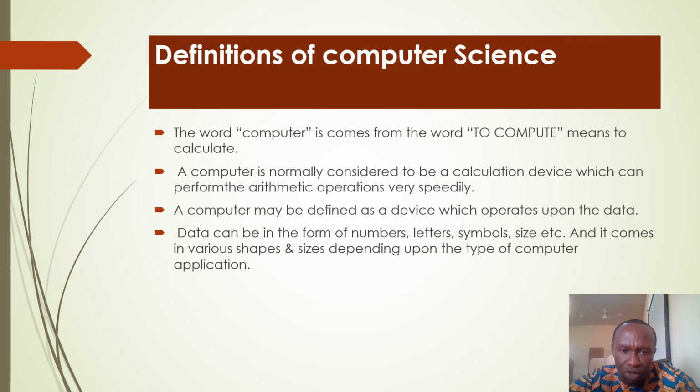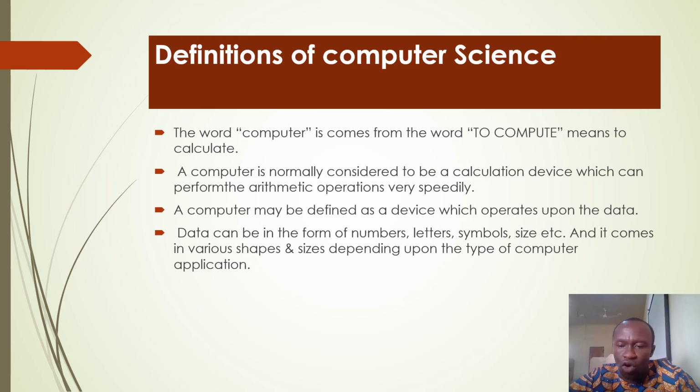The word computer comes from the word to compute, which basically means to calculate, right? We need to understand that's basically the origin of computer. A computer is normally considered to be a calculation device which can perform arithmetic operations very speedily. A computer may be defined as a device which operates upon data.